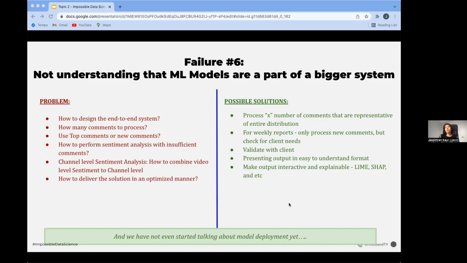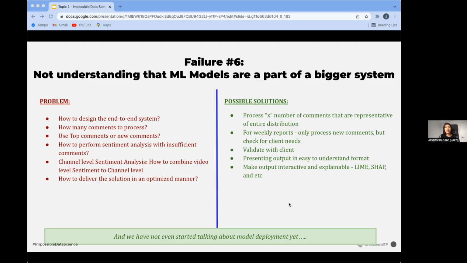Some of the things that we tried and worked for us was, don't try to process all the comments. Just find the best distribution in the data set that is representative of your comments. So if it's a weekly or bi-weekly report, only process the newest comments, maybe check with the client if that's something that they're okay with.